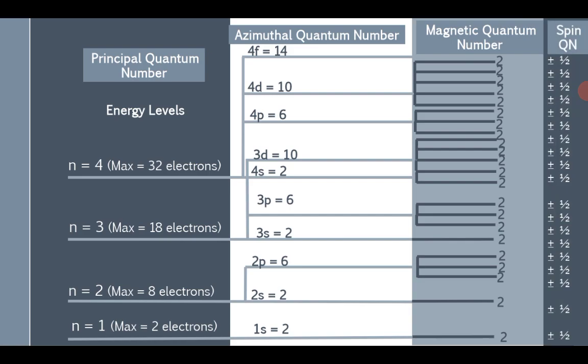And that is the end of the four quantum numbers, and that's how we explain the Schrodinger equation to an SS1 student.